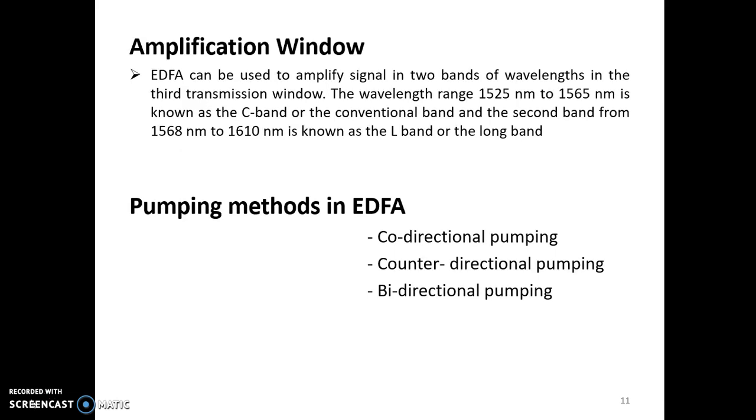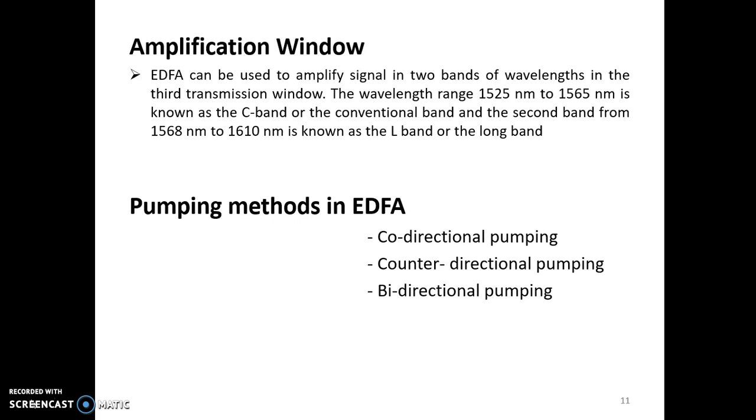So, the amplification window of EDFA. EDFA can be used to amplify signals in two bands of wavelengths in the third transmission window. The wavelength range 1525 nanometer to 1565 nanometer is known as the C band, or the conventional band, and the second band from 1568 nanometer to 1610 nanometer is known as the L band, or the long band.